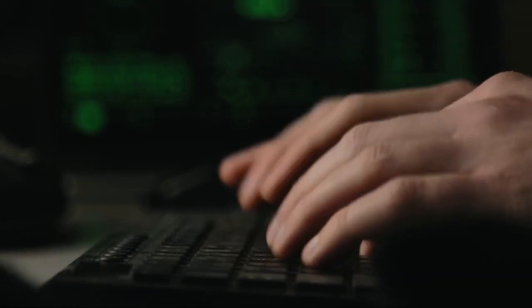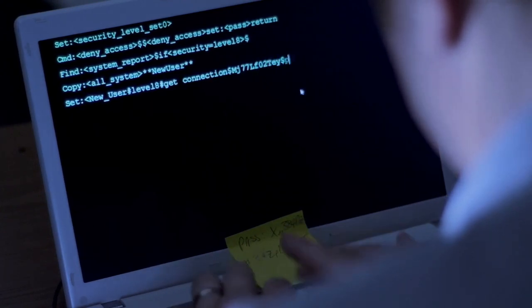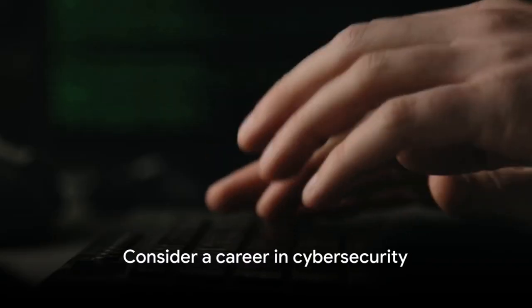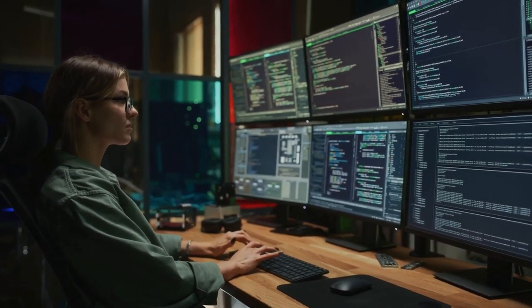In this age of rising digital threats, there's an urgent need for skilled professionals who can safeguard our systems. If you're someone who enjoys solving complex problems and wants to make a difference, why not consider a career in cybersecurity? It's an evolving field that offers incredible opportunities. We need more cybersecurity professionals to protect us.